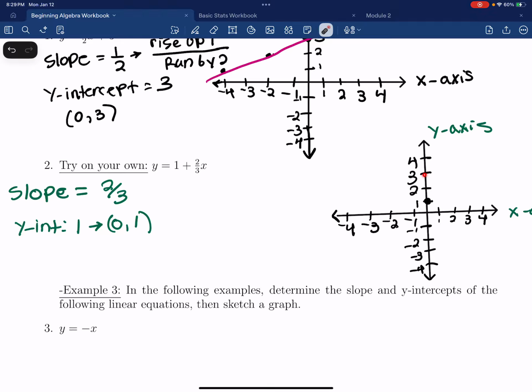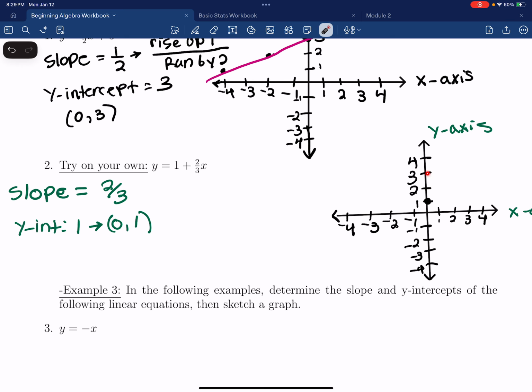And then we're going to go left or right by 3. If we went left, that means we're going in the negative direction. Since we went up, we're going into the positives, and a positive divided by a negative is a negative. So this would no longer be a positive slope. So you have to go to the right.